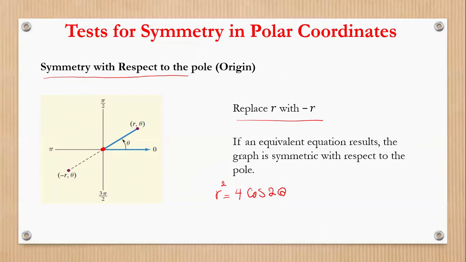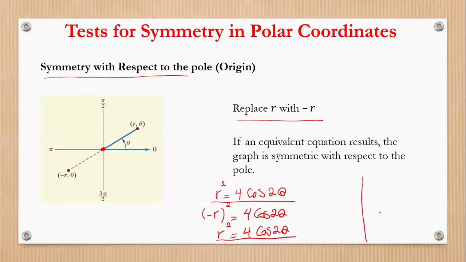If I want to check if it's symmetric with respect to the pole, I need to only replace r by negative r. If I replace r by negative r, since I have r squared, negative r squared means negative r times negative r, it gives me positive r squared again. So as you see, nothing changed. We get the same equation as we had. So this equation is symmetric about the origin. And if you graph the equation, you will see that whatever you have on the right side of the origin, you will have the same on the left side. That should be something like this.